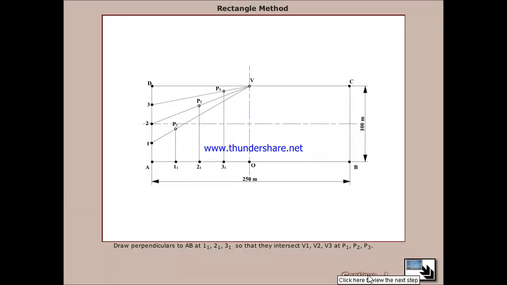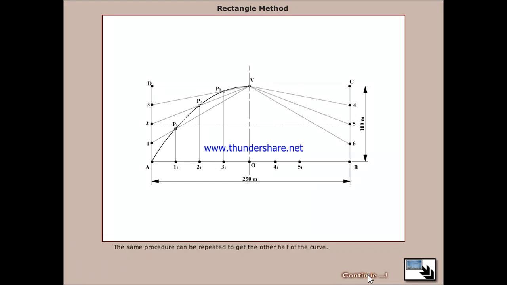So they intersect V1, V2, V3 at P1, P2, P3. Draw a smooth curve through A, P1, P2, P3. The same procedure can be repeated for the other half of the curve. The resulting curve is the required parabola.